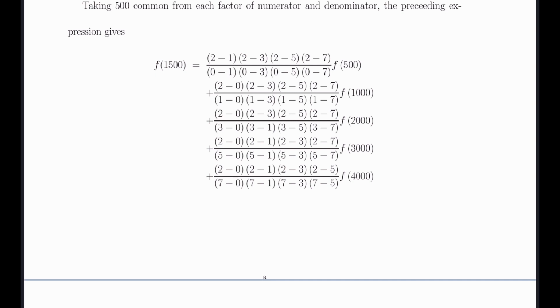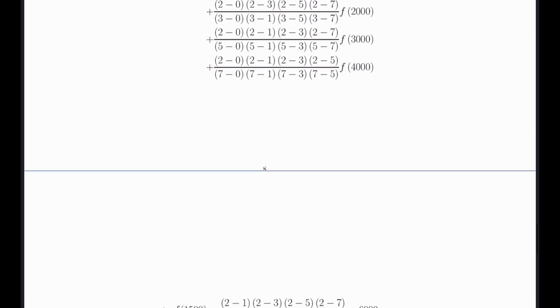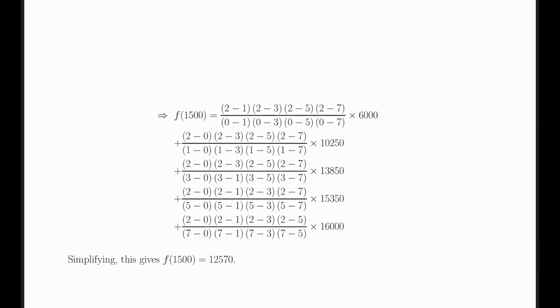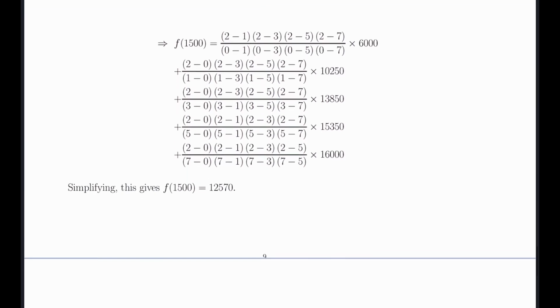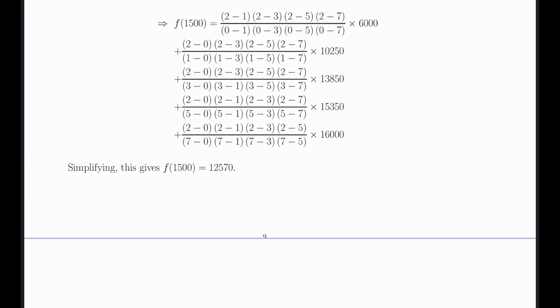Then we put the values of F500, F1000, F2000, F3000 and F4000. If you simplify this mathematics, you get F1500 equal to 12,570. This means that the number of persons having income less than 1500 is 12,570.